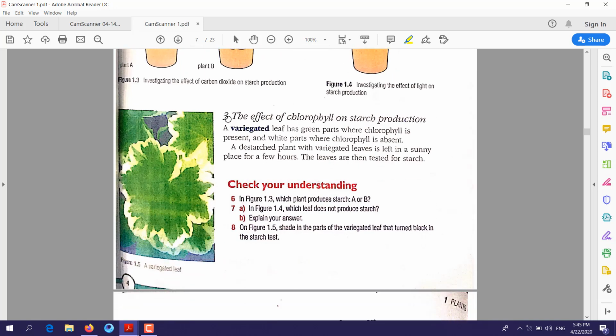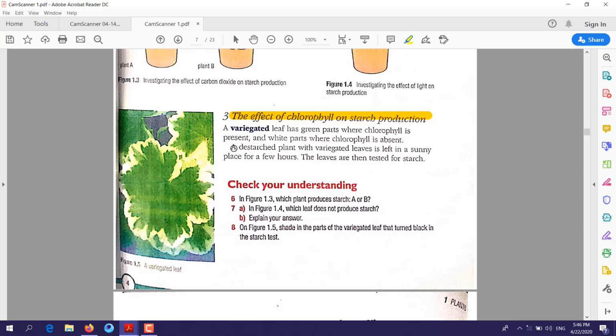Then, the third way, the effect of chlorophyll on starch production. We said photosynthesis happens in leaves. Where in leaves exactly, or why in leaves? Because leaves have chloroplasts, and these chloroplasts contain chlorophyll. Now, a variegated leaf. What do we mean by a variegated leaf? This is a leaf that has two or more colors. Why is this part of the leaf green? Because it has chlorophyll in it. But why is the edge of it yellow or another color? Because there is no chlorophyll in it.